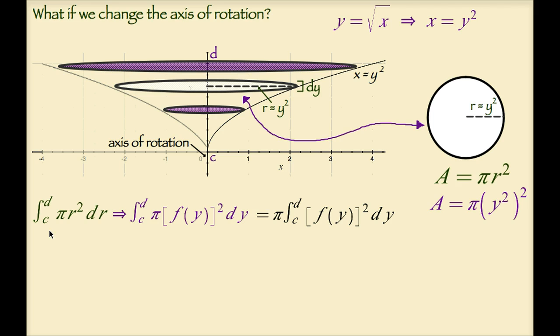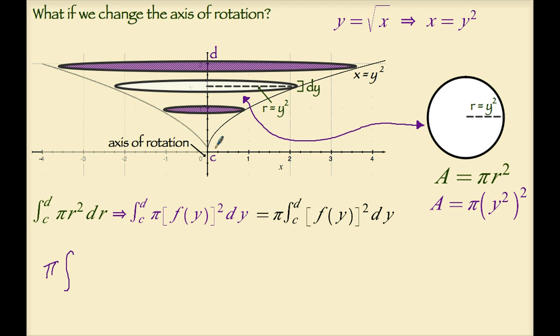So here's how we'll set up our integral. From C to D, and that will be endpoints of integration on the y-axis, pi r squared dr. But since the radius is the function curve f of y, that will be from C to D pi f of y squared dy. We put pi on the outside of the integral since it's a constant, and then from C to D f of y squared dy. This integral will give the volume of the solid rotated around the y-axis. Let's set up our integral and calculate the volume of this solid. Pi on the outside.